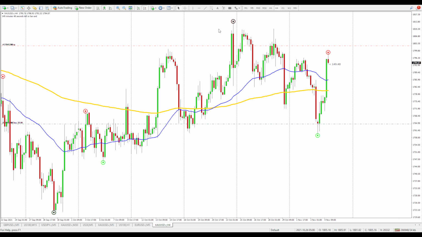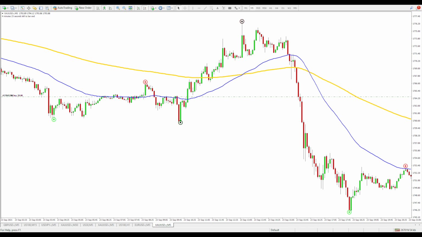Okay guys, so how the system works, very simple. What do we do? We wait for the 50 exponential moving average to break and close above the 200. Once that's done, we're confirmed we are in an upwards moving trend. Then we wait for the market to pull back and give us a green signal like so. We got a green signal right there, and of course I entered based off of the lower time frame.